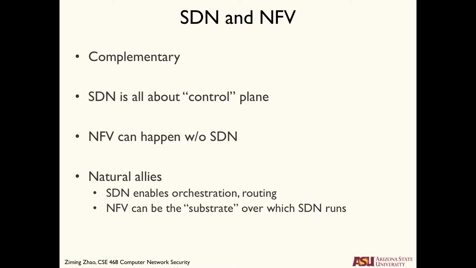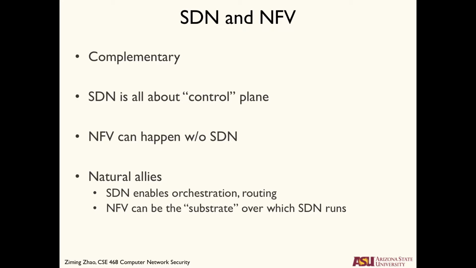So SDN and NFV complement each other. Imagine you have a data center, and sometimes you need switches, and that switch can be a virtual machine. That switch can be a traditional switch in a virtual machine, a layer 2 switch, or a layer 4 switch. But it can also be an OpenFlow based switch. We're not talking about hardware anymore. So an OpenFlow based switch can also be a virtual machine in your data center. That is how they can be combined together.